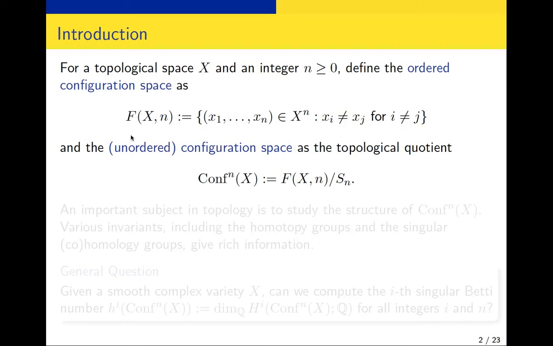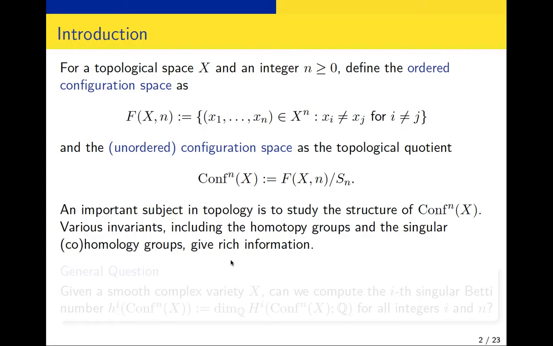The ordered configuration space Conf_n(X) is an open subset of a Cartesian product X to the power n, such that no two coordinates are the same. And the unordered one is the topological quotient by the symmetric group S_n, where the action is permuting coordinates. They are important objects in the study of topology, and many authors have used various invariants, including homotopy groups and singular cohomology groups, to give information about their topology.